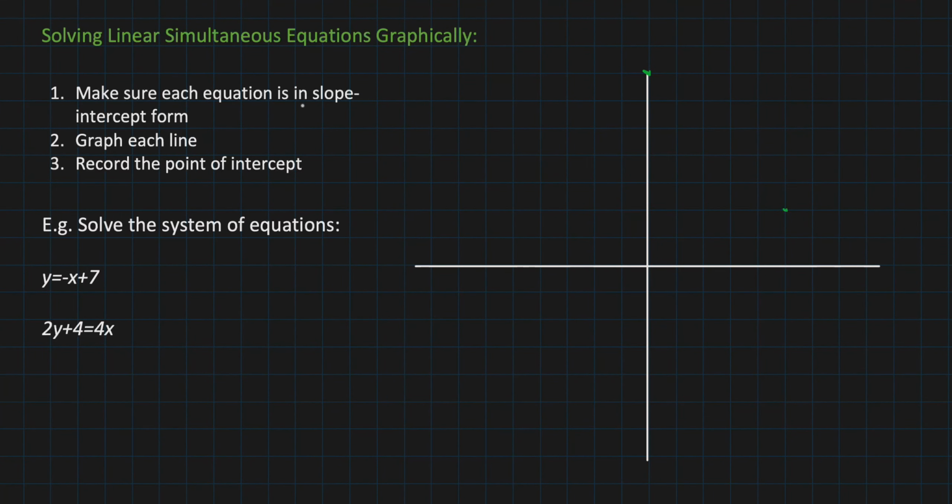You need to make sure each equation is in slope-intercept form. And that is this form where we have y is equal to mx plus b, if we're going to solve them graphically. So we need this format here. Graph each line and then record the point of intercept. It's just 3 steps. So let's have a look at this system of equations here.